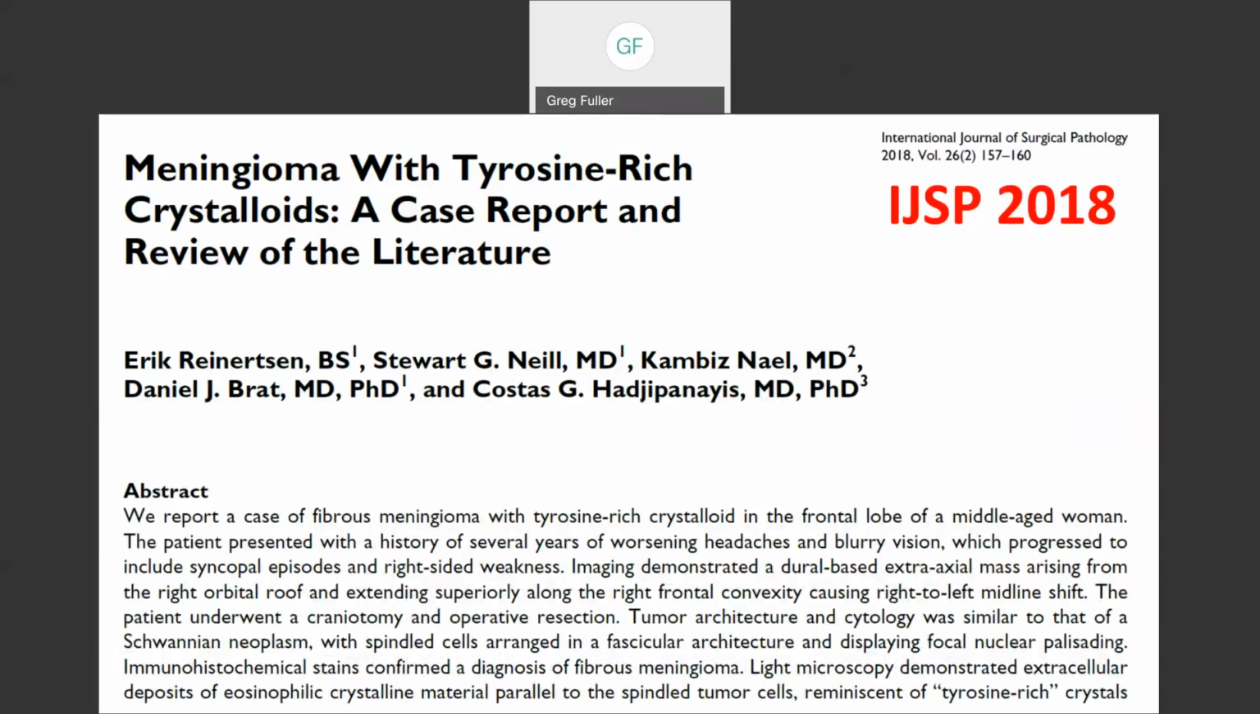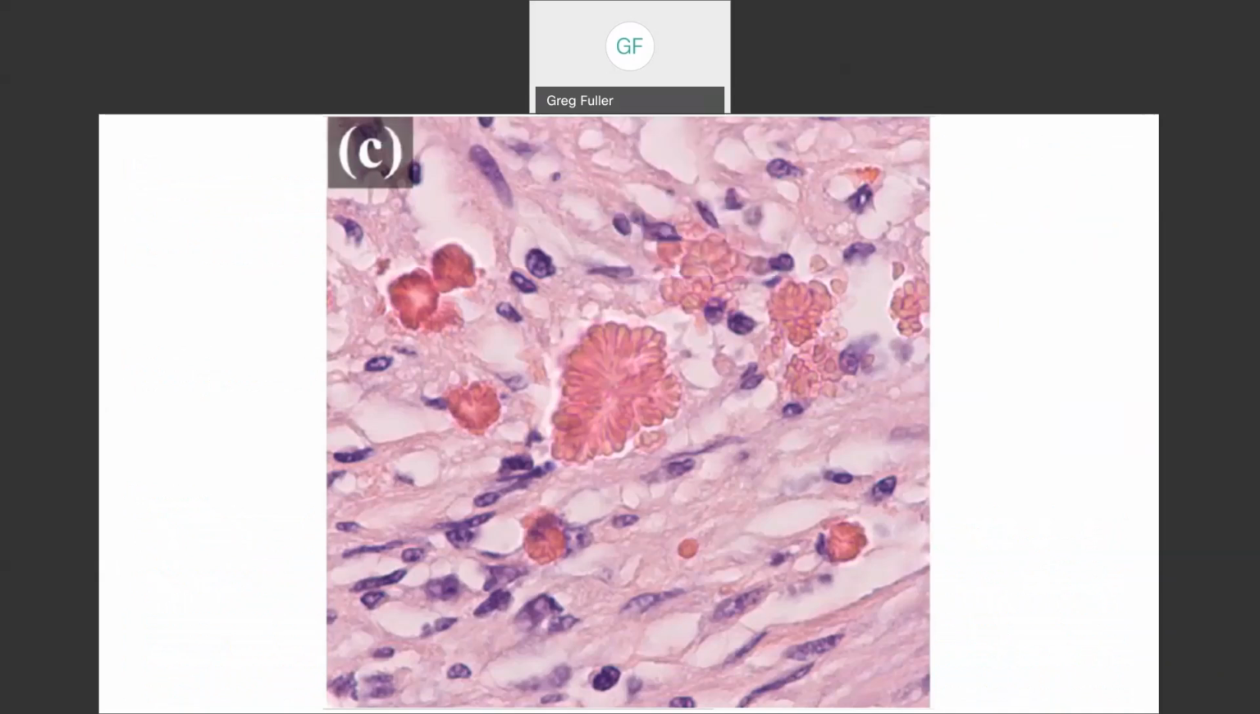IJSP 2018, meningioma with tyrosine-rich crystalloids, case report, review of the literature. This is 2018. Yes, they're still being seen. It's not simply one case. And now, how about full color? All right, you like that? Look at those. Those are gorgeous.